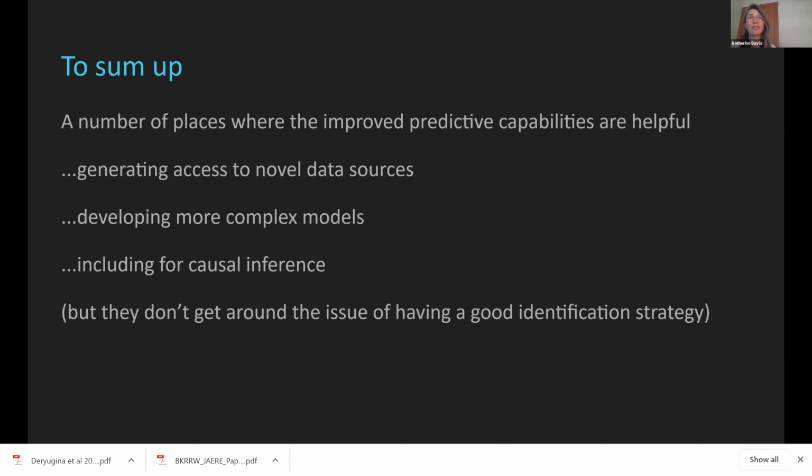The one trick is that when we're applying this to causal identification, it doesn't get us around having a good identification strategy. It allows us to estimate some things a little bit more in a nonlinear fashion, but we still need to deal with endogeneity, right? It doesn't solve that problem.